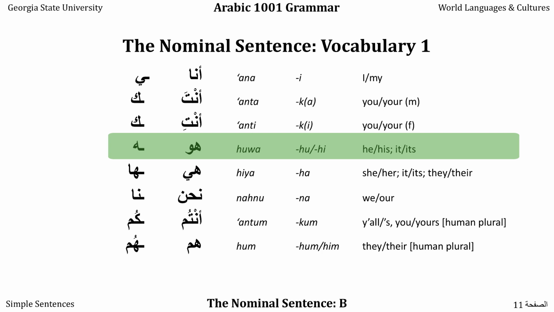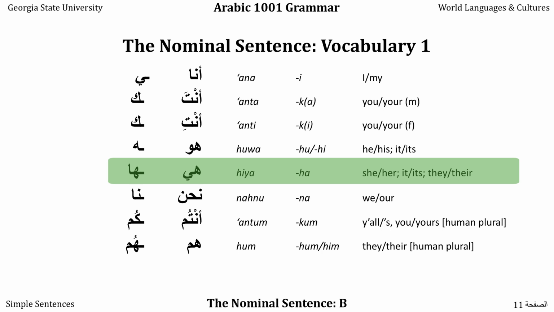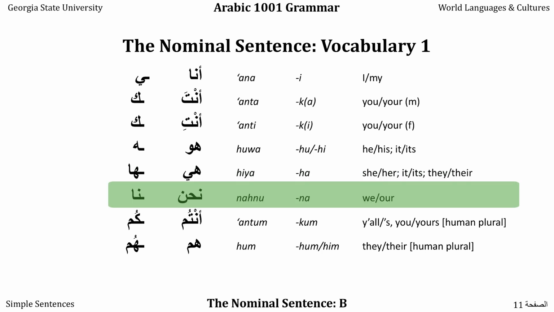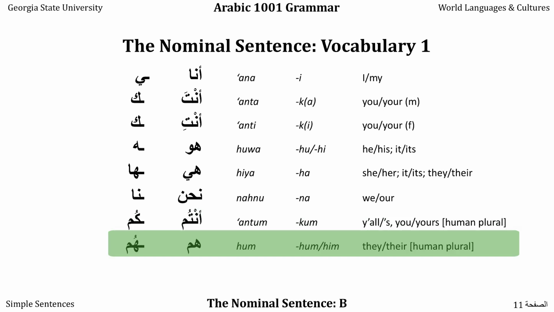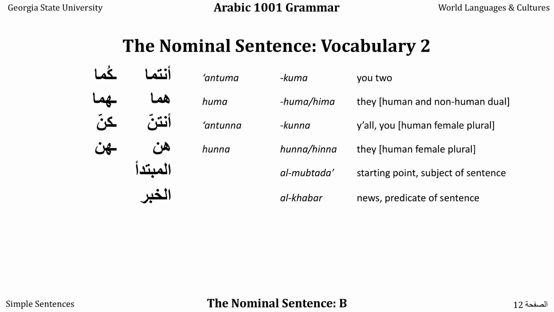Sometimes the hu becomes a hi. This will be explained later. Hiya's ending is ha. It looks like ha with a long vowel, but it's just pronounced ha. Same thing goes for na, for nahnu, for "our." The suffix ending for antum, for "y'all," becomes kum, and the suffix ending for hum is simply hum, although once in a while it will become him. That will be explained later. Here are the suffix endings for the uncommonly used dual and female-only "you" and "they" pronouns. Again, the words al-mubtada and al-khabar for subject and predicate.